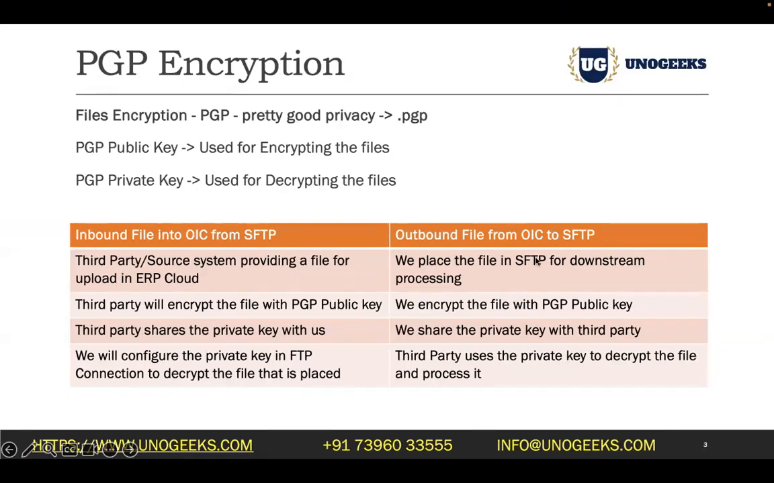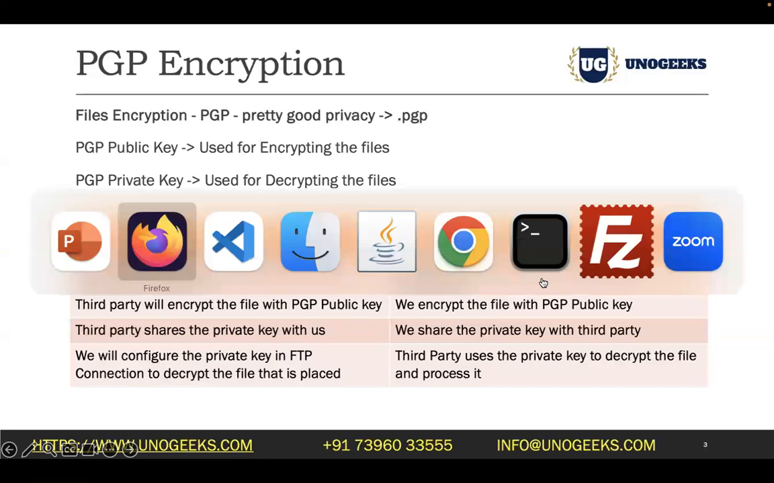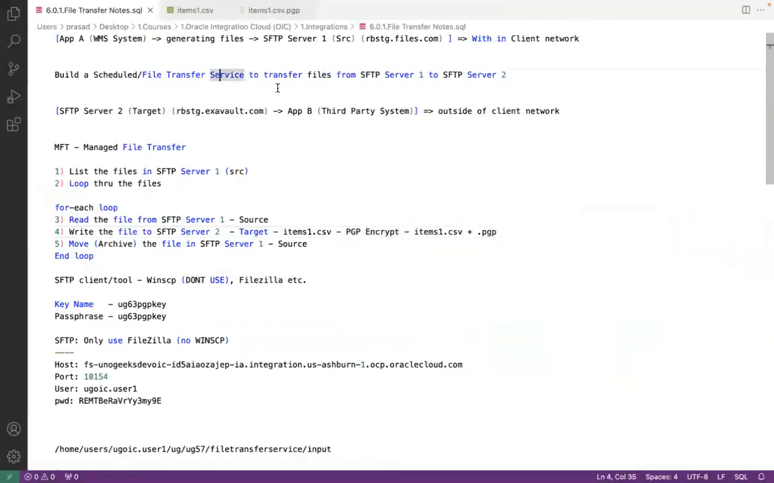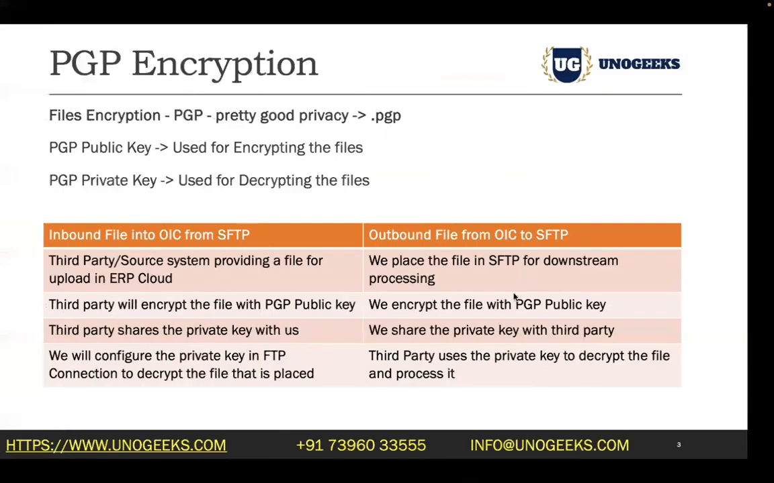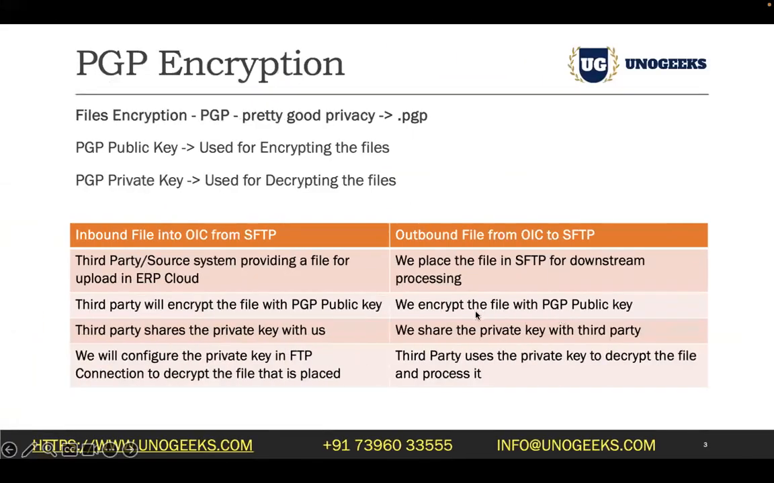How about the other scenario, guys? Outbound. Sometimes we might place the files in SFTP for downstream systems, right? So in this case, we are writing the file. You could think of a similar scenario here, because here also we're writing the files to the target, right? So since we are writing the files, we are going to encrypt the file that we are sending with a public key, right?